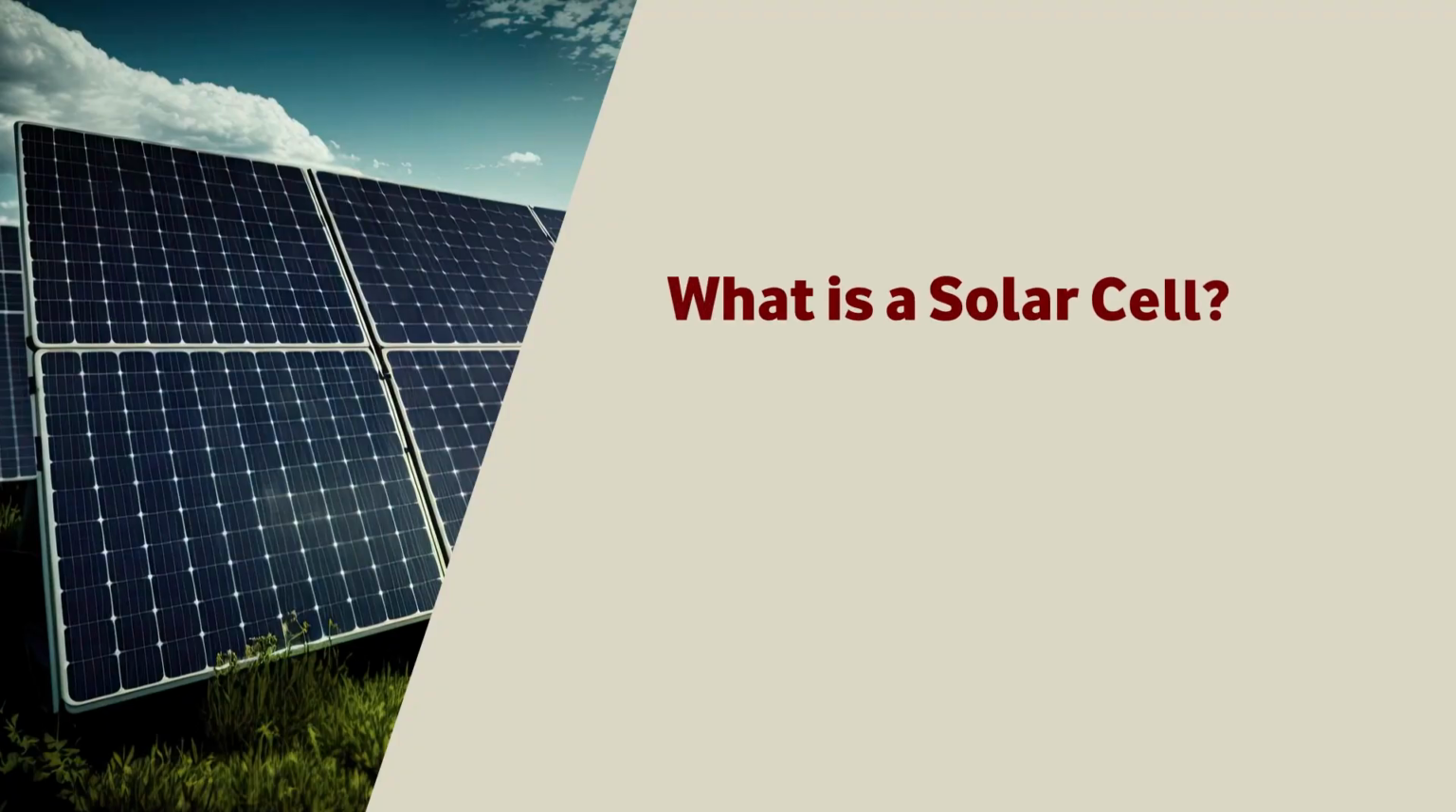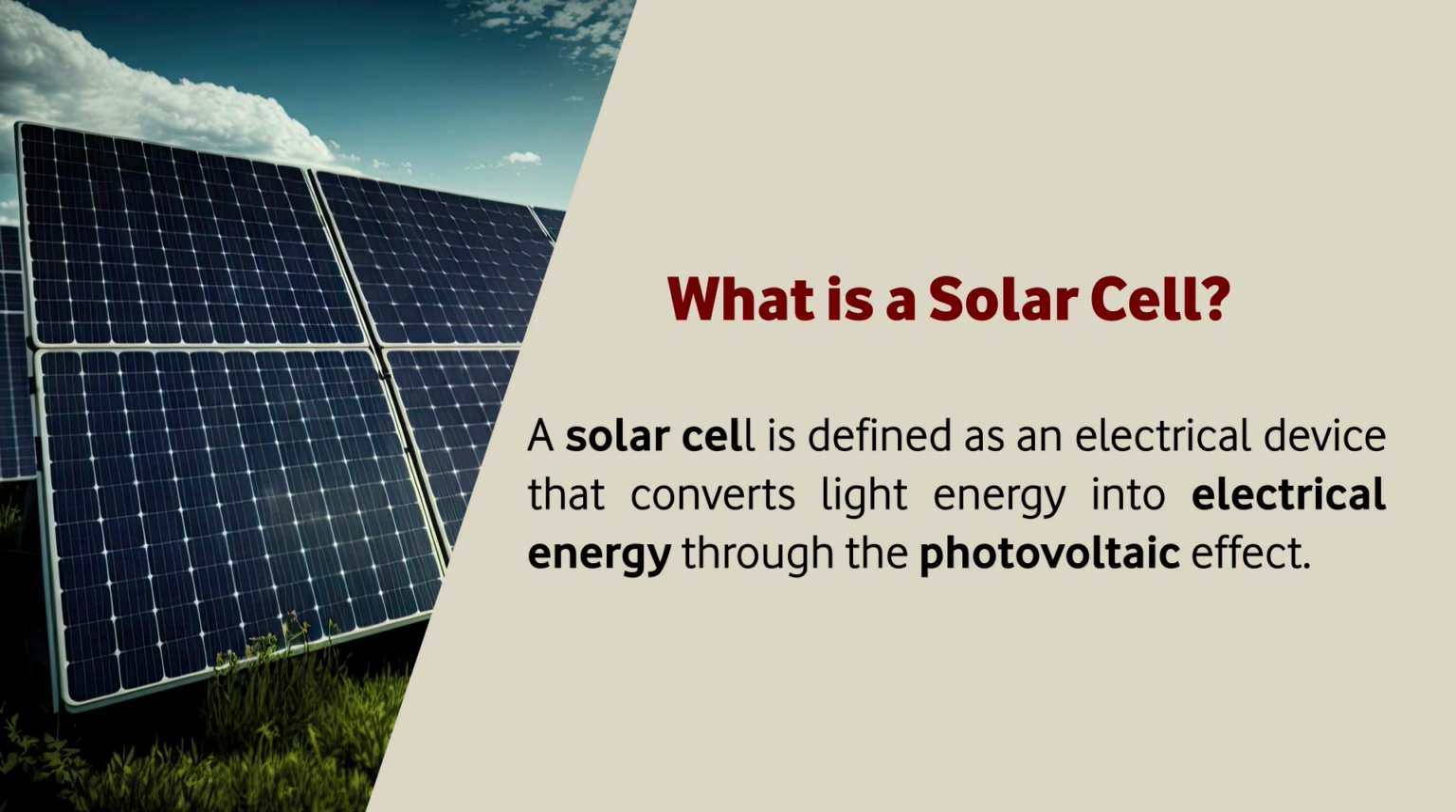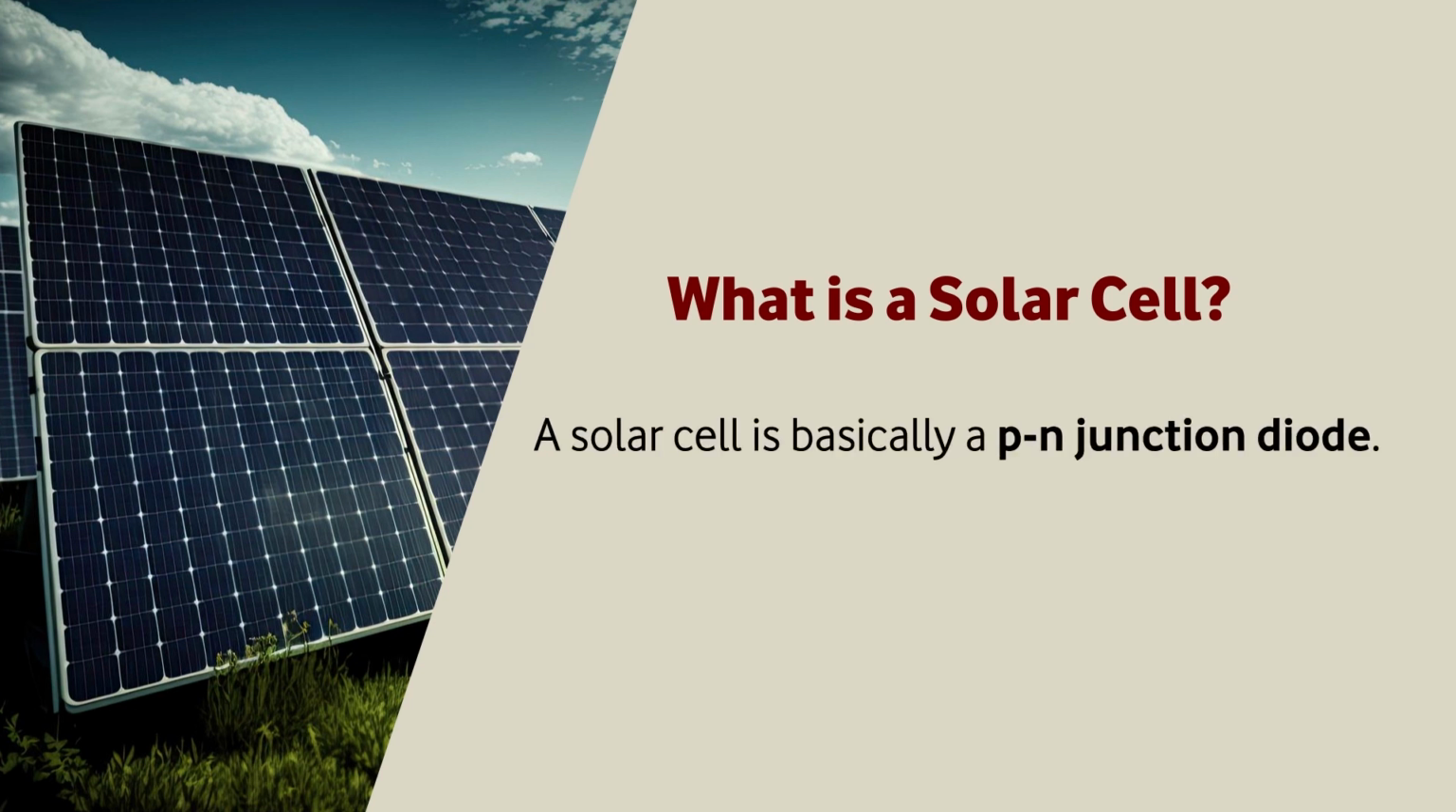Before we start the topic of solar photovoltaic power generation, let us first discuss what a solar cell is. A solar cell is defined as an electrical device that converts light energy into electrical energy through the photovoltaic effect. A solar cell is basically a PN junction diode. Solar cells are a form of photovoltaic cell, defined as a device whose electrical characteristics such as current, voltage or resistance vary when exposed to sunlight. Individual solar cells can be combined to form modules commonly known as solar panels or photovoltaic modules.